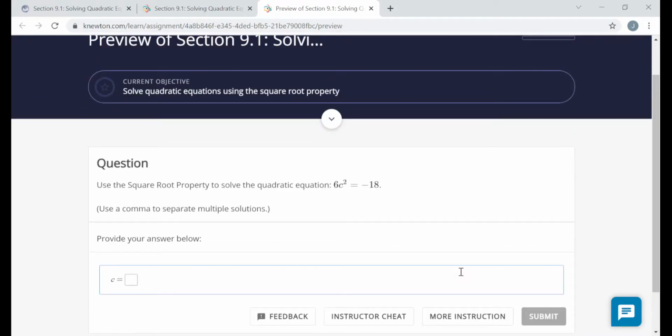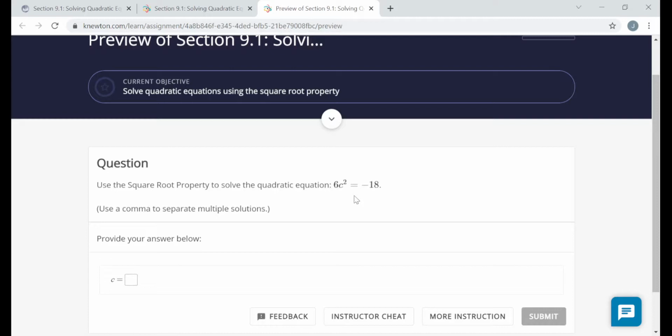Okay, so the first question here is on the objective: solve quadratic equations using the square root property. Alright, so first I want to talk about what the square root property is, and I'll also write this equation out, and it's just like any other equation. We're trying to solve it, trying to find values I can replace the variable with to make a true statement.